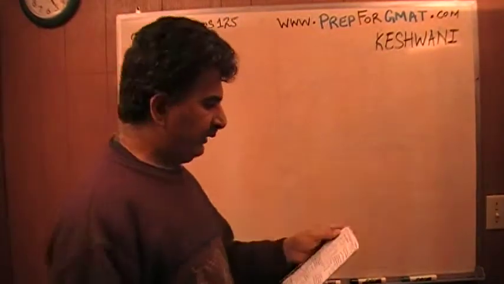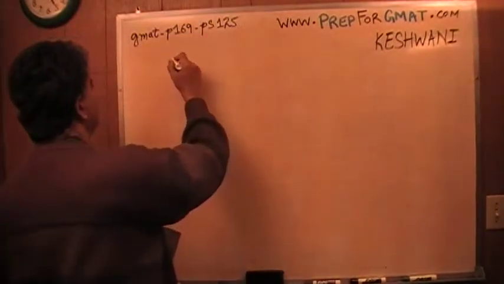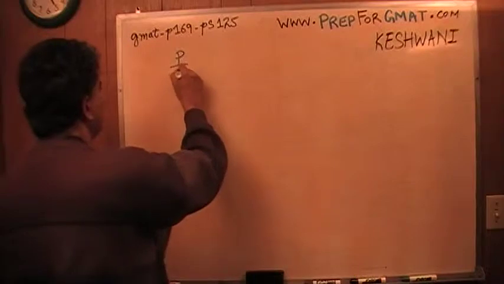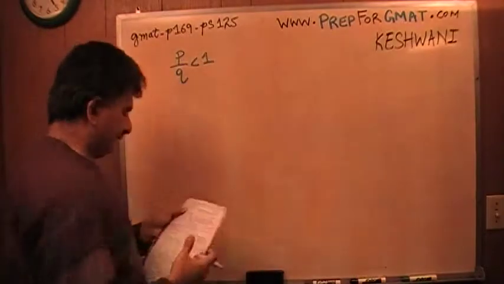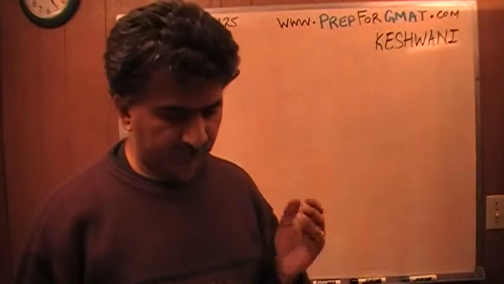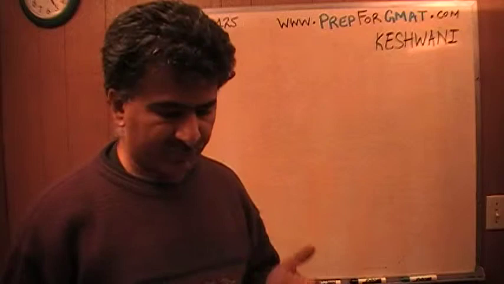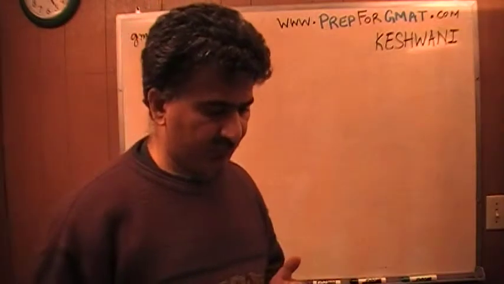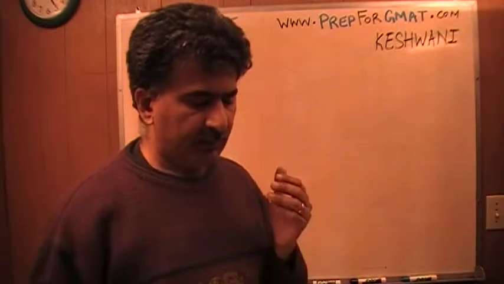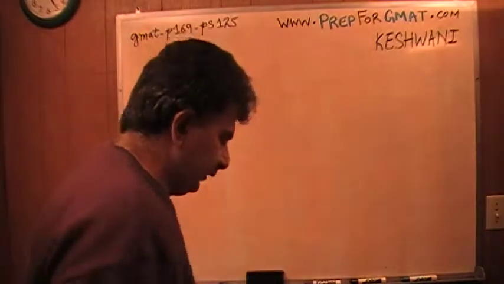It says if P over Q is less than 1, and we are told that P and Q are both positive, that makes life easier. Not only are they positive, but they are integers, whole numbers. That makes life much easier. The question simply is, which of the following must be true? And then they give you a whole bunch of combinations there. So let's get going.